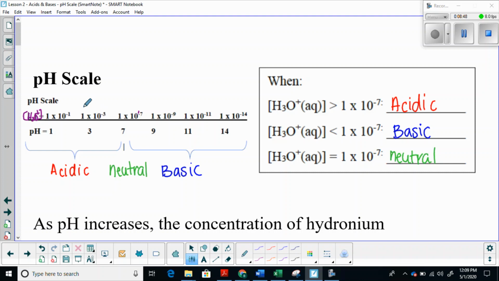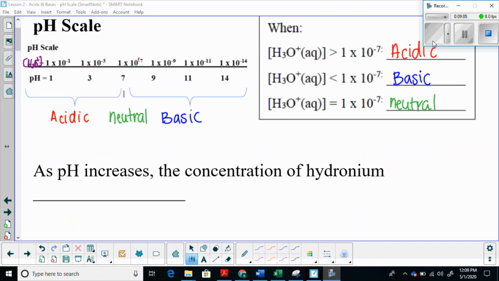Basically, in a solution, the higher the concentration of hydronium ions, the more acidic it's going to be. As that hydronium gets diluted out, it's going to become more and more basic. Okay, so let's fill in the statement here. As pH increases, so as pH increases, it gets more basic, the concentration of hydronium ions decreases. Okay, it's backwards. So remember, pH, bigger number, if it's above 7 to 14, it's considered basic.